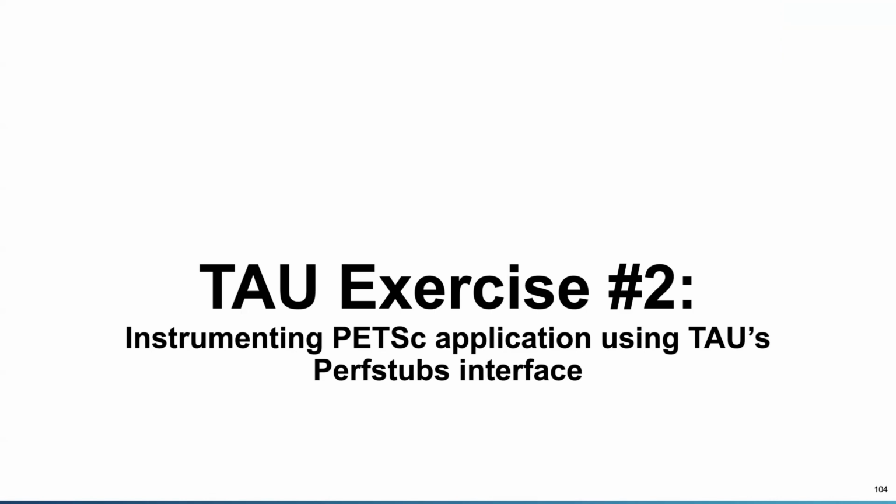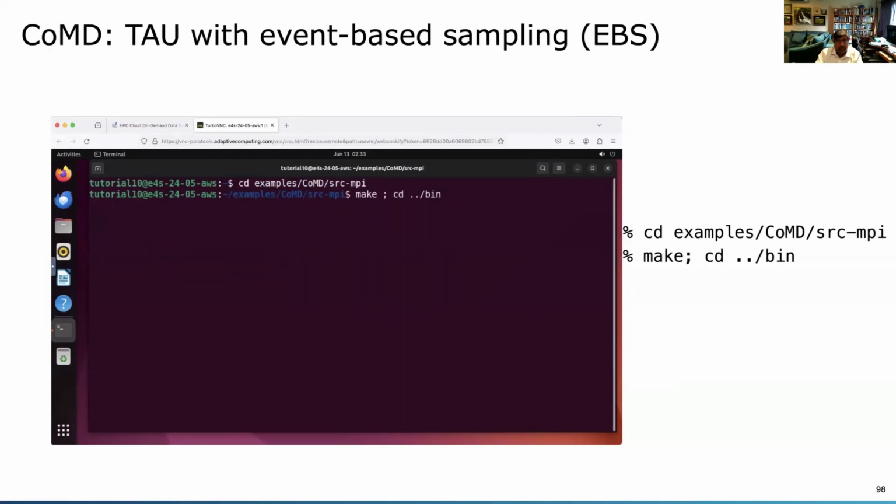Can you give that path again? I went through the desktop app and that's working. Great. CD, examples, comd, src, mpi. I am in the directory. And then are you able to type make? You can say make clean, make. It will build the application. It will put the binary in the bin directory. Okay, that's working for me.